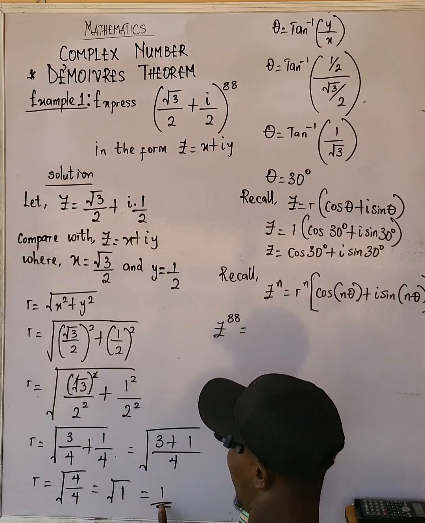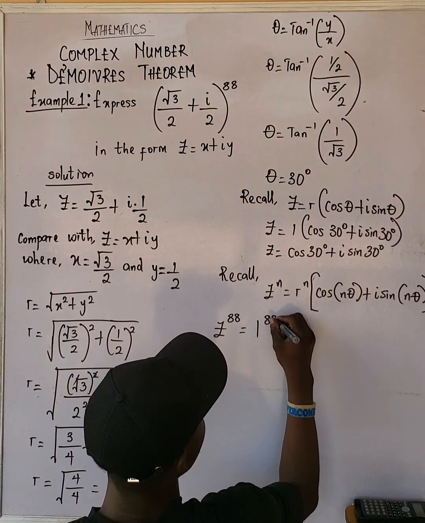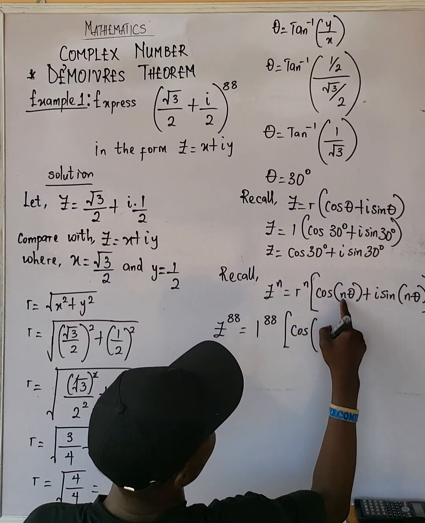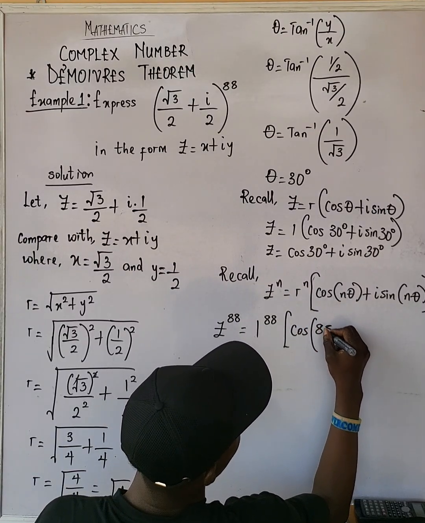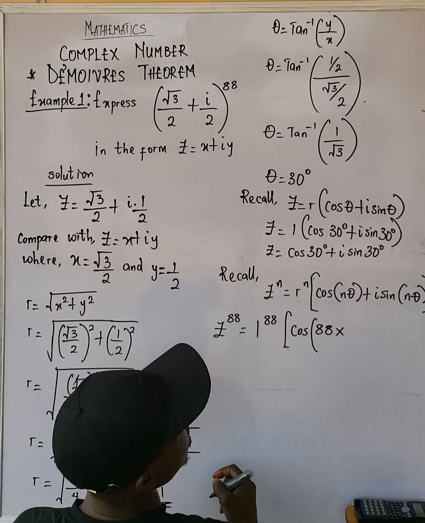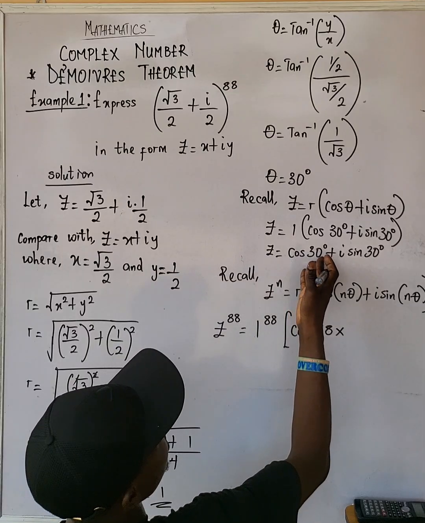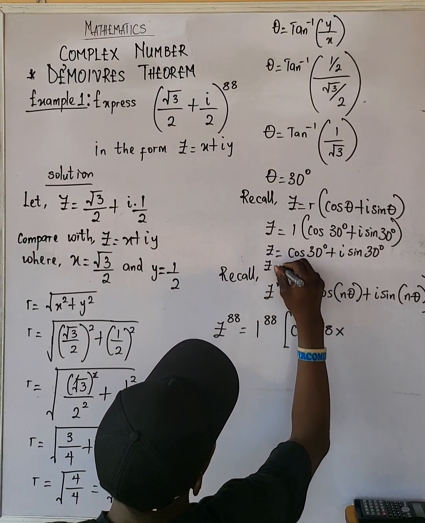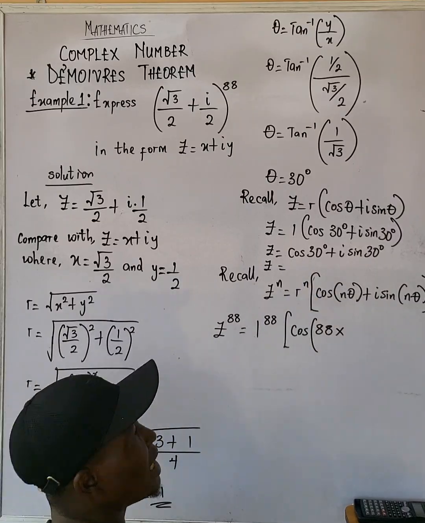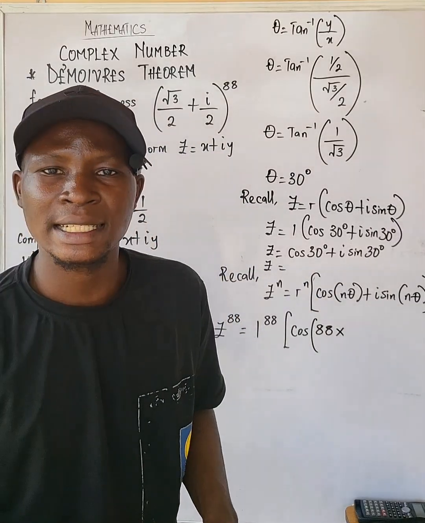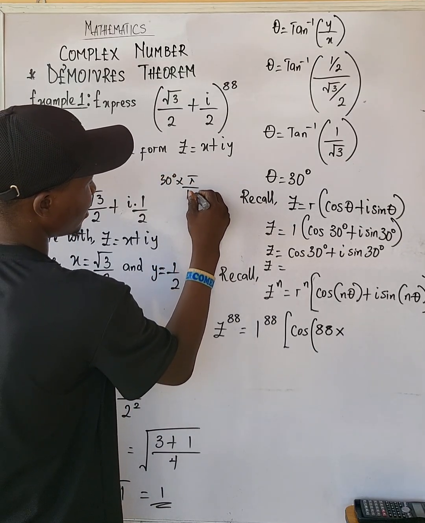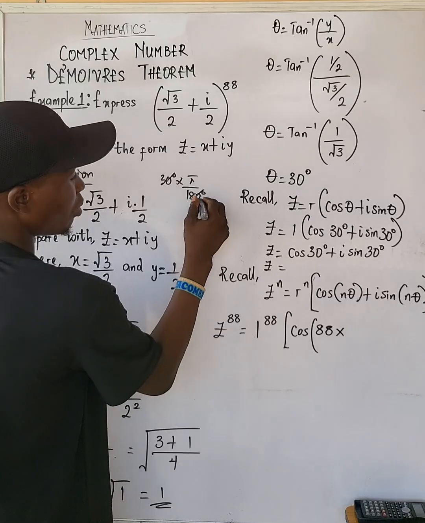So when you now have z to the power of 88, what is it going to be? What's our r? What did we get for r? 1. That will be 1 to the power of 88, right? Then into bracket cos. Our n is 88 multiplied by, what's our theta? 30 degrees, right? But we have to put it in form of radian. If you want to convert 30 degrees to radian, how do you go about it? That's 30 degrees multiplied by pi over 180, so that will be pi over 6.